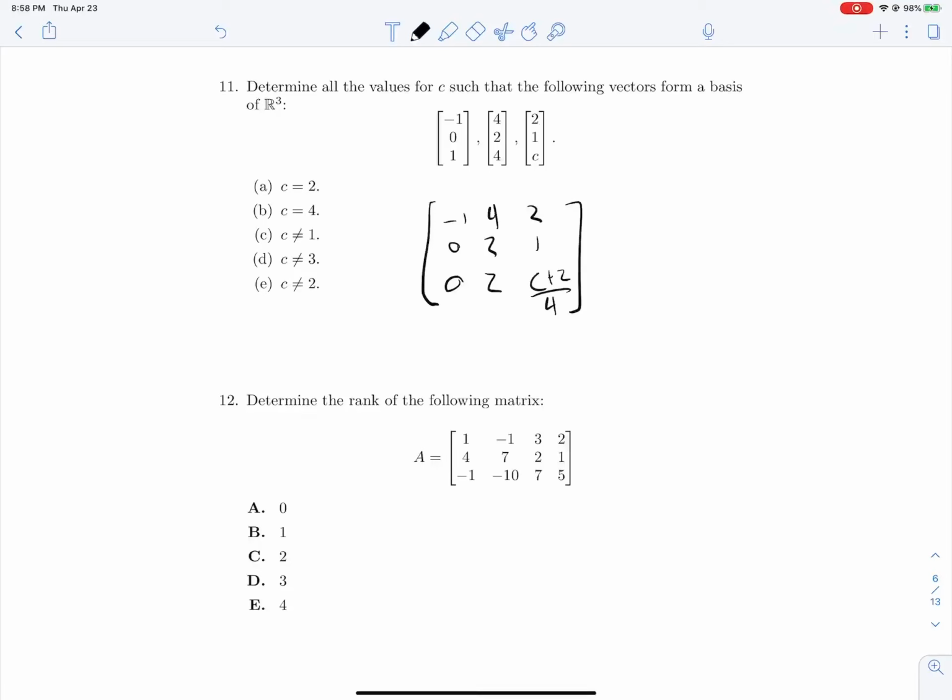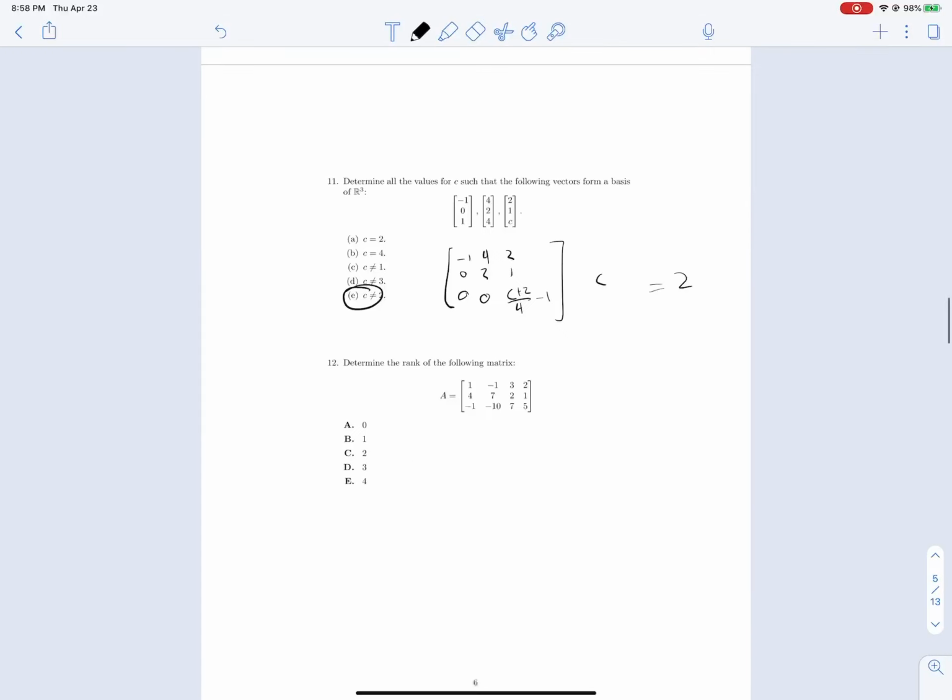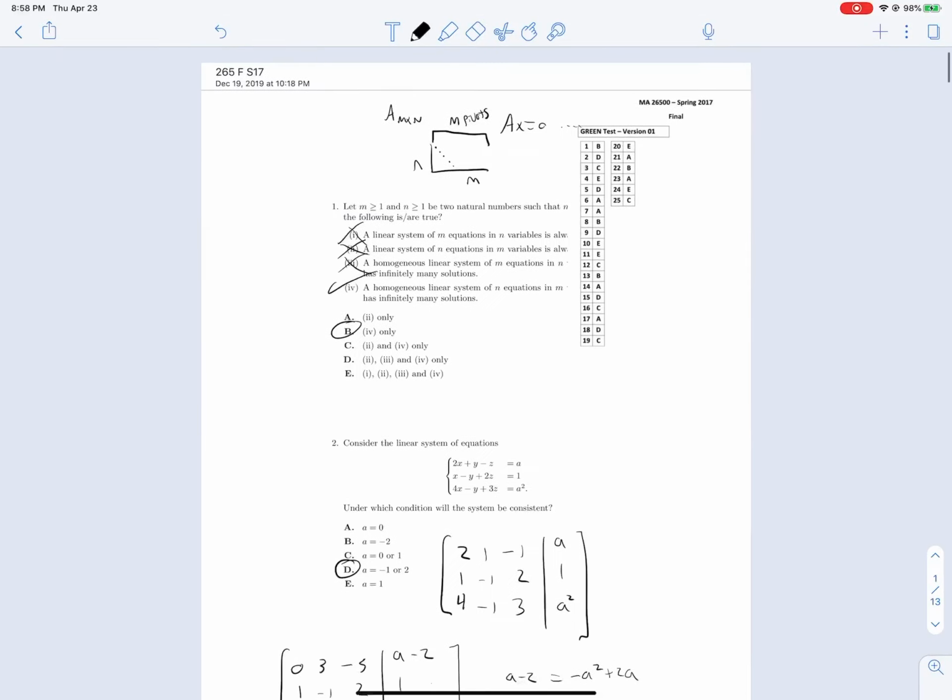And in order for us to have 3 pivots, let's subtract row 2 from row 3. We get 0 and -1 here. This guy needs to not be equal to 0. And this is equal to 0 when c plus 2 over 4 minus 1 is equal to 0, or c plus 2 over 4 is equal to 1, or c plus 2 is equal to 4, or c is equal to 2. But that's the situation we don't want, because then we'll have a 0, 0, 0 on the bottom. So really our answer is c is not equal to 2. So 11 is E.